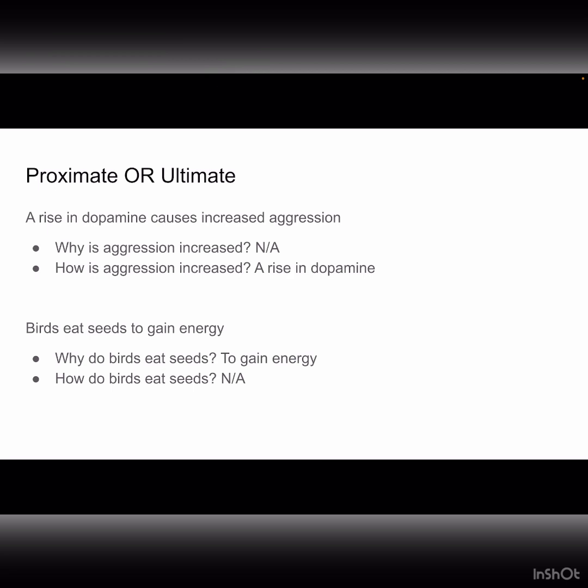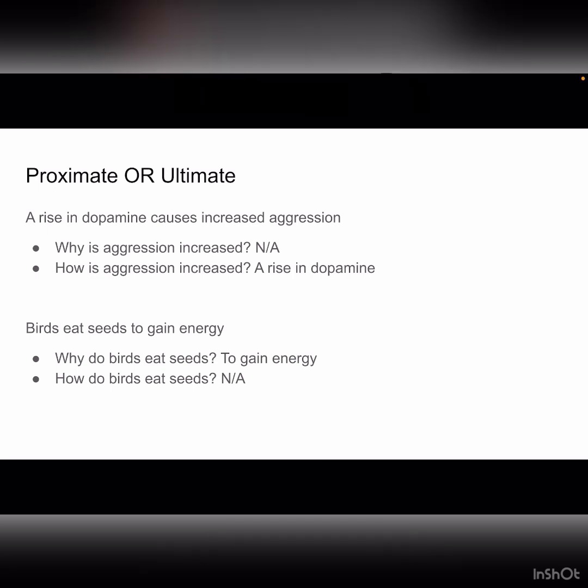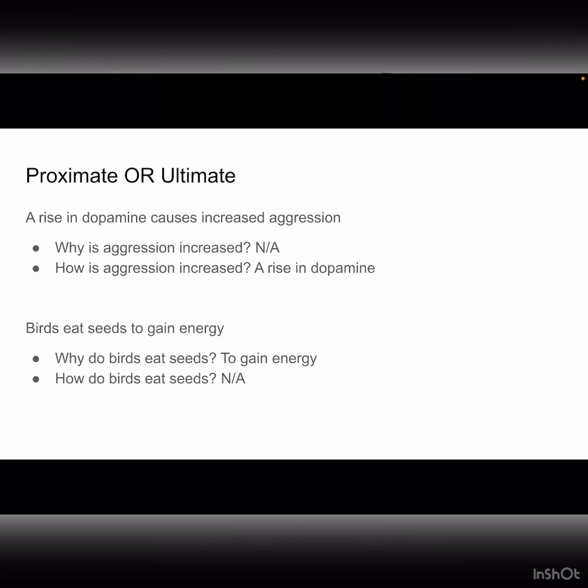For example, if we take another look at the dopamine statement over here, we already know that it answers the how question. But if we ask why dopamine increases aggression, we don't really have an answer. From this statement alone, we don't know why aggression is evolutionarily adaptive or why the body may want to increase the behavior through dopamine. In this case, we can answer the how, but not the why, making this example proximate.